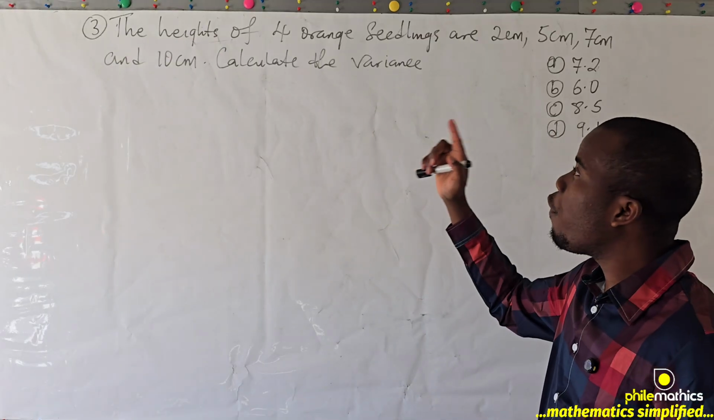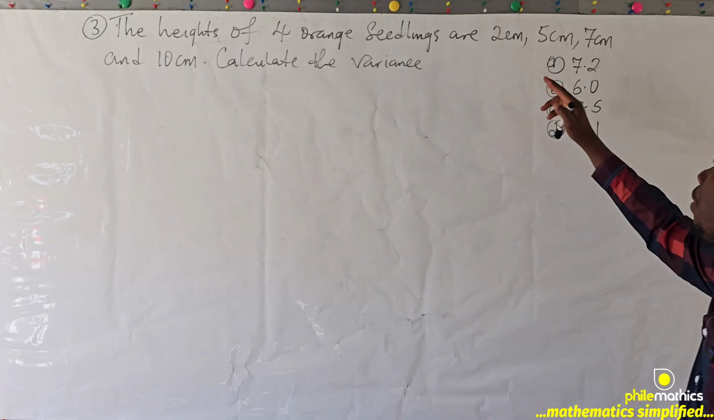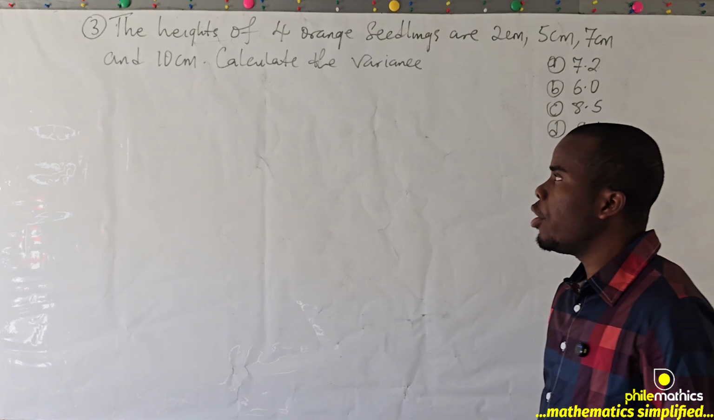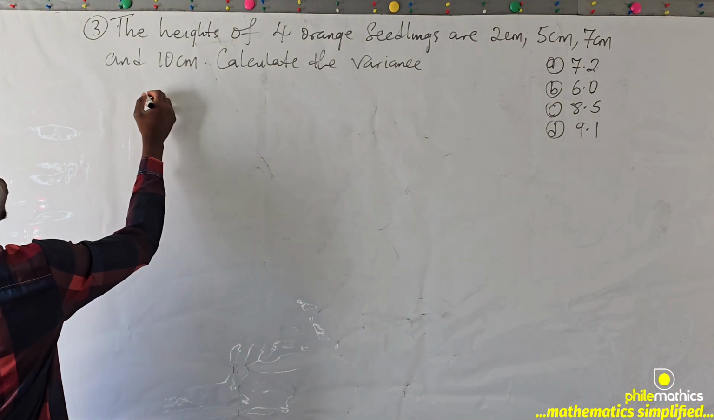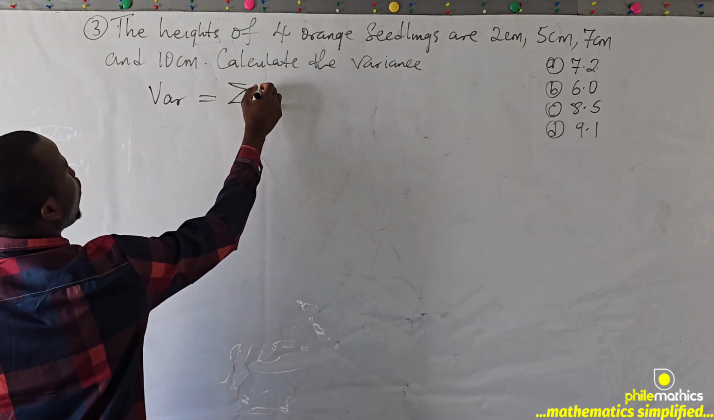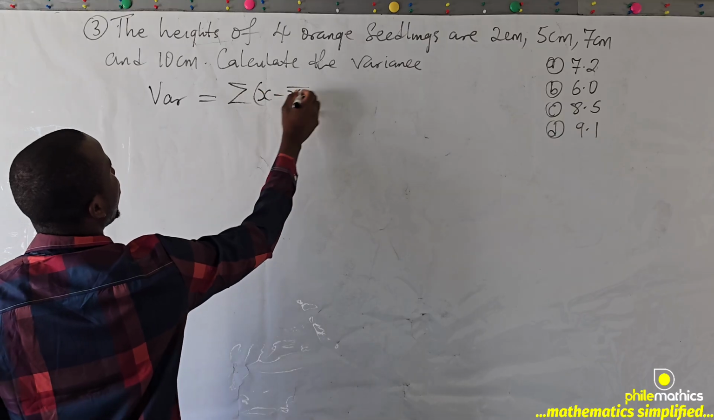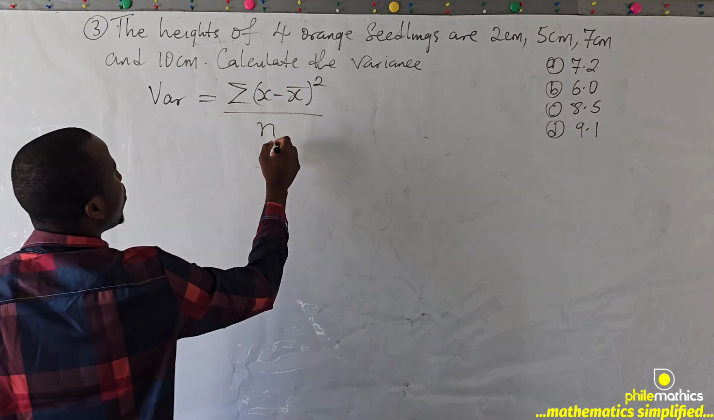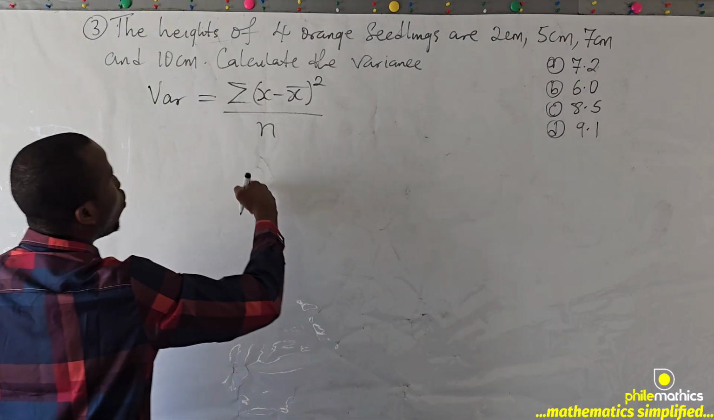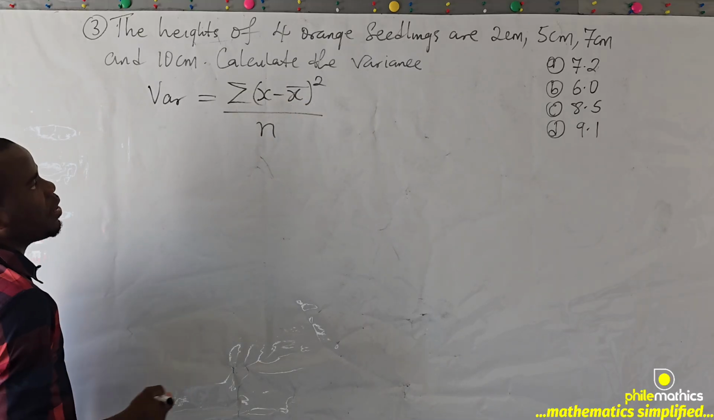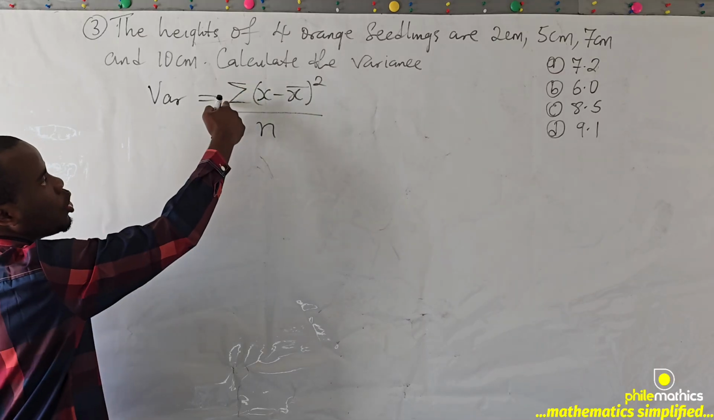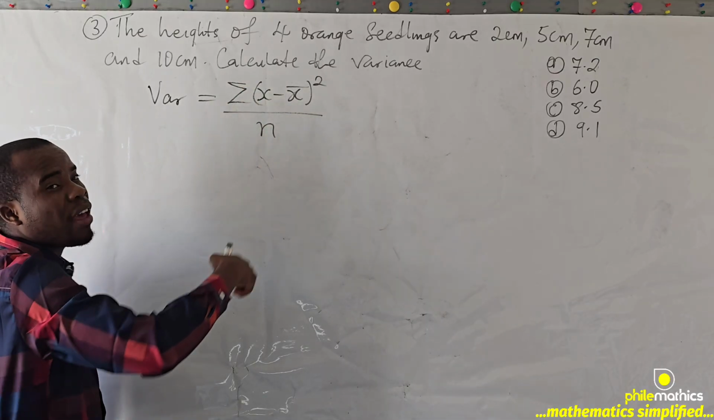The heights of 4 orange seedlings are 2 cm, 5 cm, 7 cm, and 10 cm. Calculate the variance. You want to recall the formula for variance, which says summation of x minus x bar all square over n, where x bar is the mean of the data. And so we need to find what the mean is first before we find the variance. You see, we just have few data here, so we don't have to add f. Otherwise, it will be summation of f of this over summation of f.